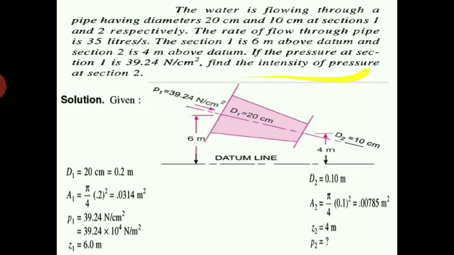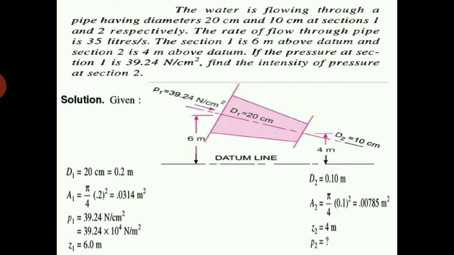So this is the data regarding the numerical. Water is flowing through a pipe having diameters 20 centimeter and 10 centimeter at section 1 and 2 respectively. The rate of flow, which is the discharge through the pipe, is given as 35 liters per second. Section 1 is 6 meter above the datum and section 2 is 4 meter above the datum. If the pressure at section 1 is 39.24 Newton per centimeter square, find the intensity of pressure at section 2.